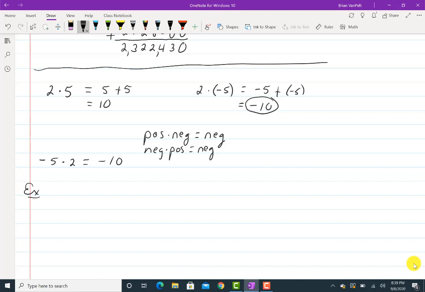If I do 4 times negative 8, knowing that my answer is going to be negative, all I have to do is concentrate on doing 4 times 8, and you should know that that is 32. As another example, once again, you know this is a negative number since it's a negative times a positive, and 11 times 11 is 121.